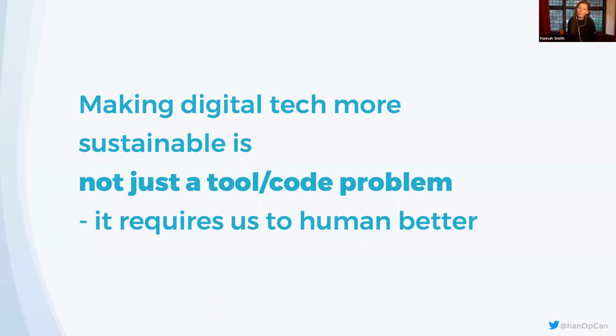So summing up, making digital tech more sustainable is not just a tool or code problem. It actually requires us to human better. And I'm sorry if that phrase grates, I'm struggling to find a better one. What I'm trying to say here is that digital tech requires us to think about society and how we behave and act as humans, as well as how we behave and interact as coders.